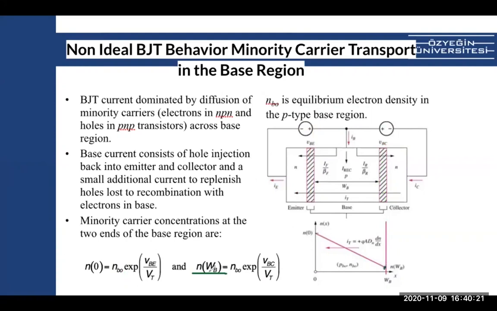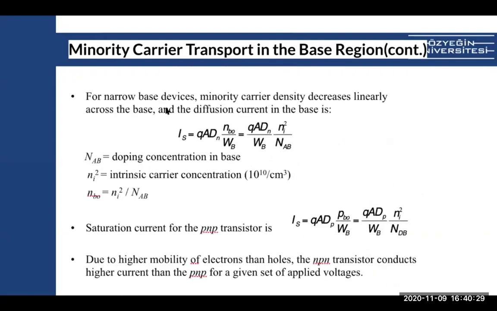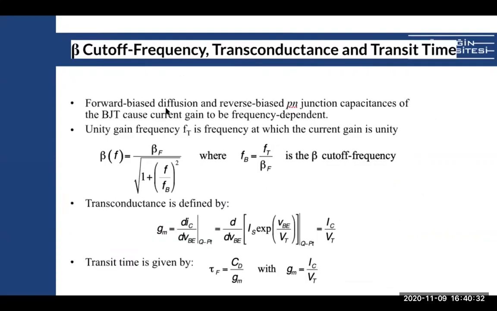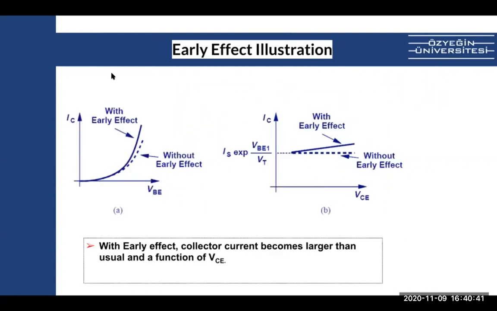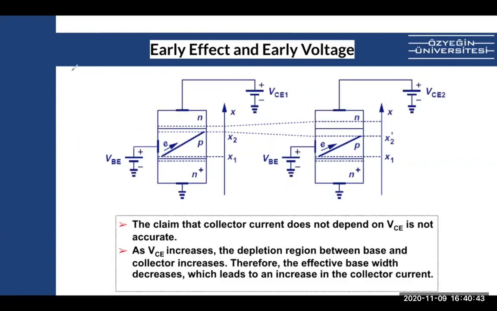Now, due to these equations, we have this gradient. But what is interesting is when we change one of these voltages, for instance, we change the VC voltage, which means we change this voltage, VBC.